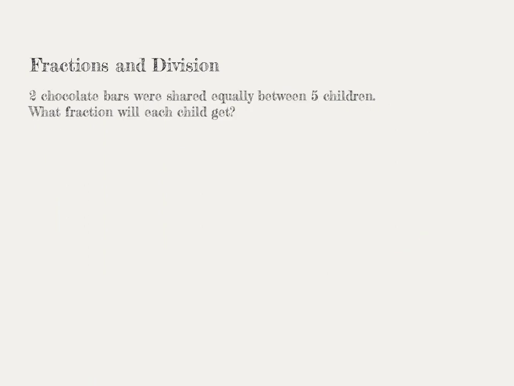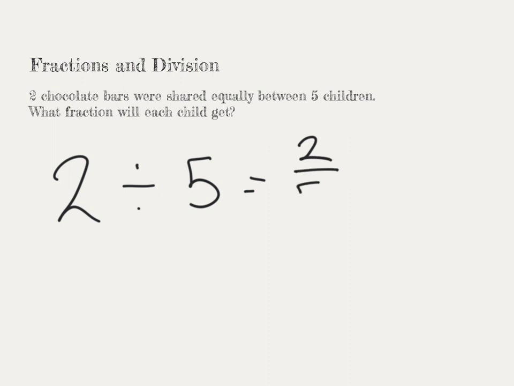So again, let's try this one without a picture. So a similar question. 2 chocolate bars were shared equally between 5 children. What fraction will each child get? So we have 2 chocolate bars and we're sharing it into 5 groups. We're going to have 2/5 because the number we're starting with, the number of chocolate bars we have, is our numerator, and the number of groups we're sharing into is our denominator.